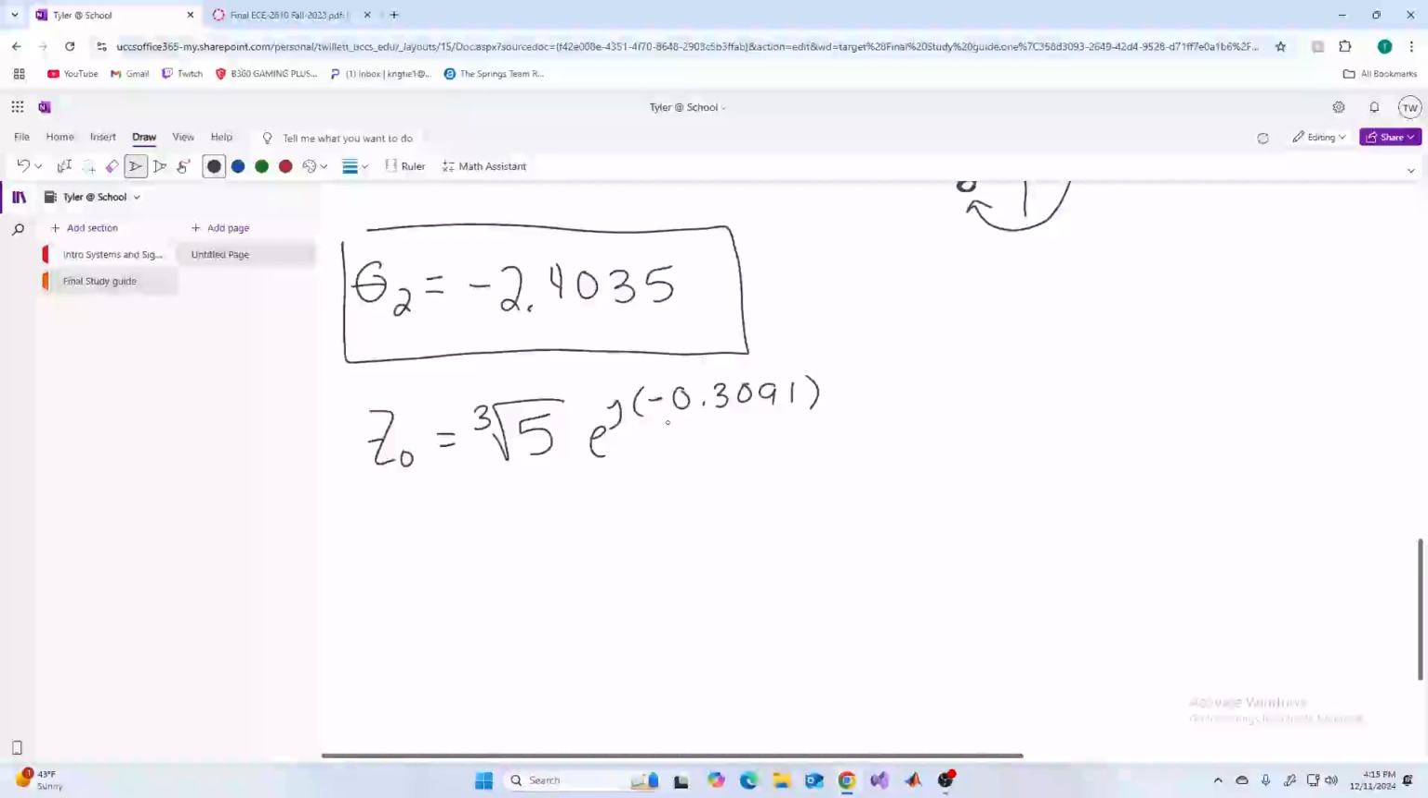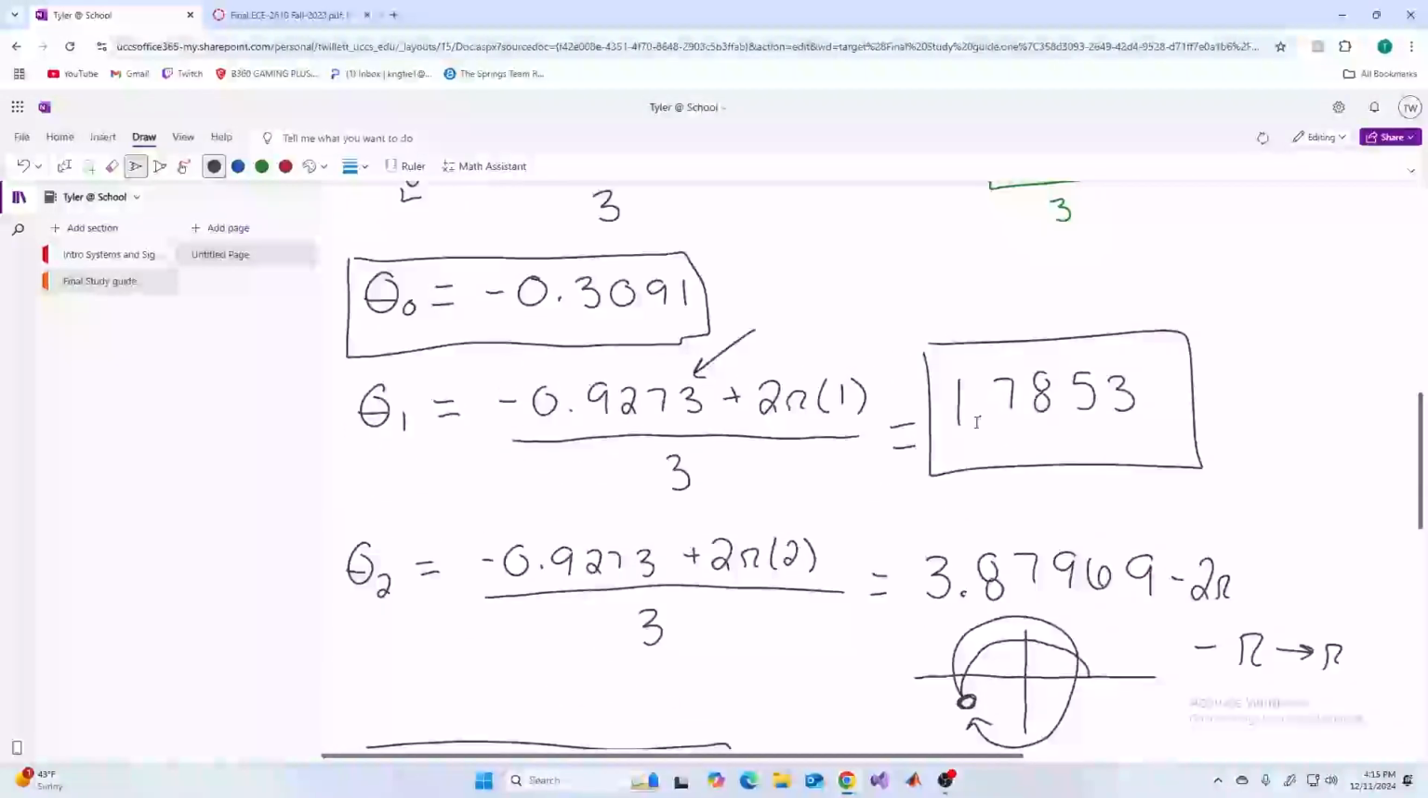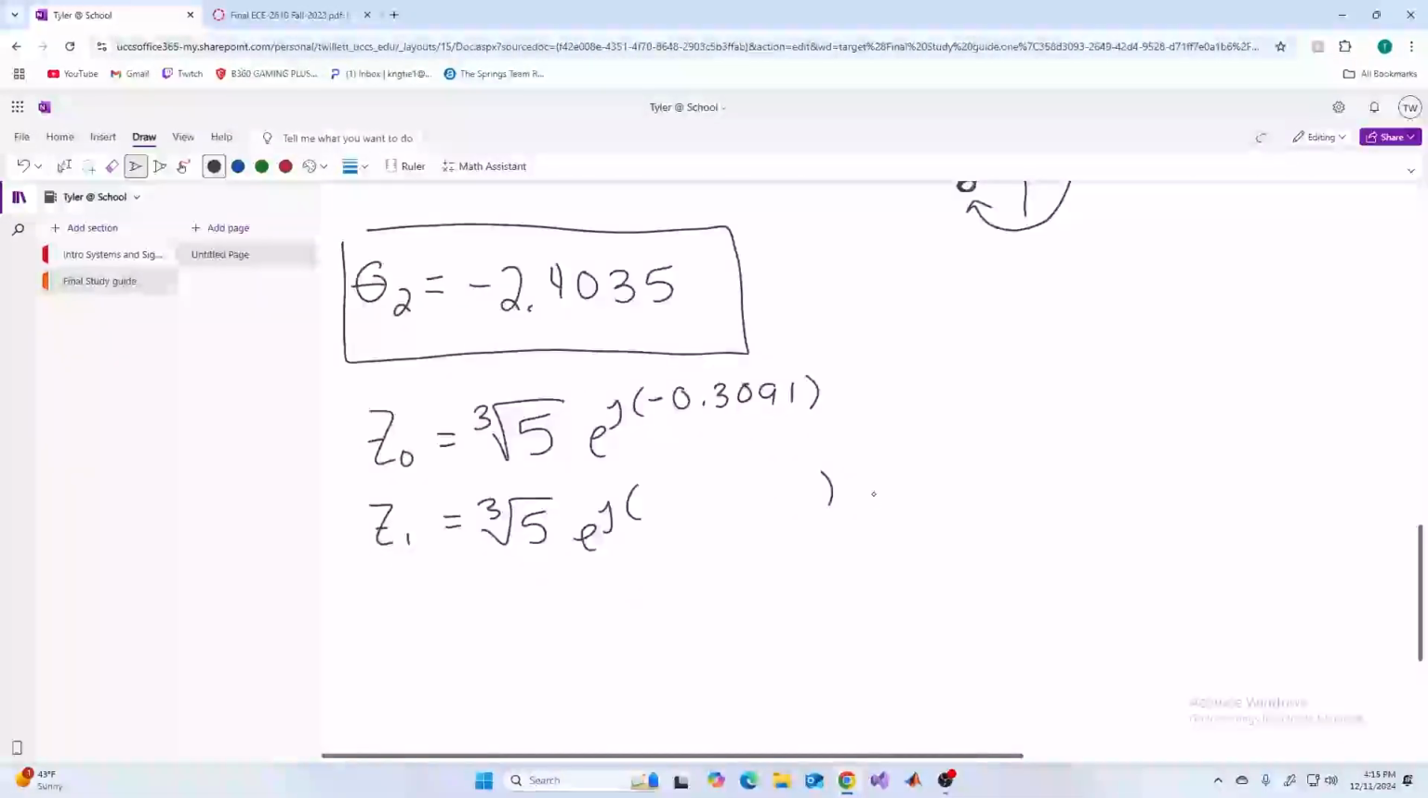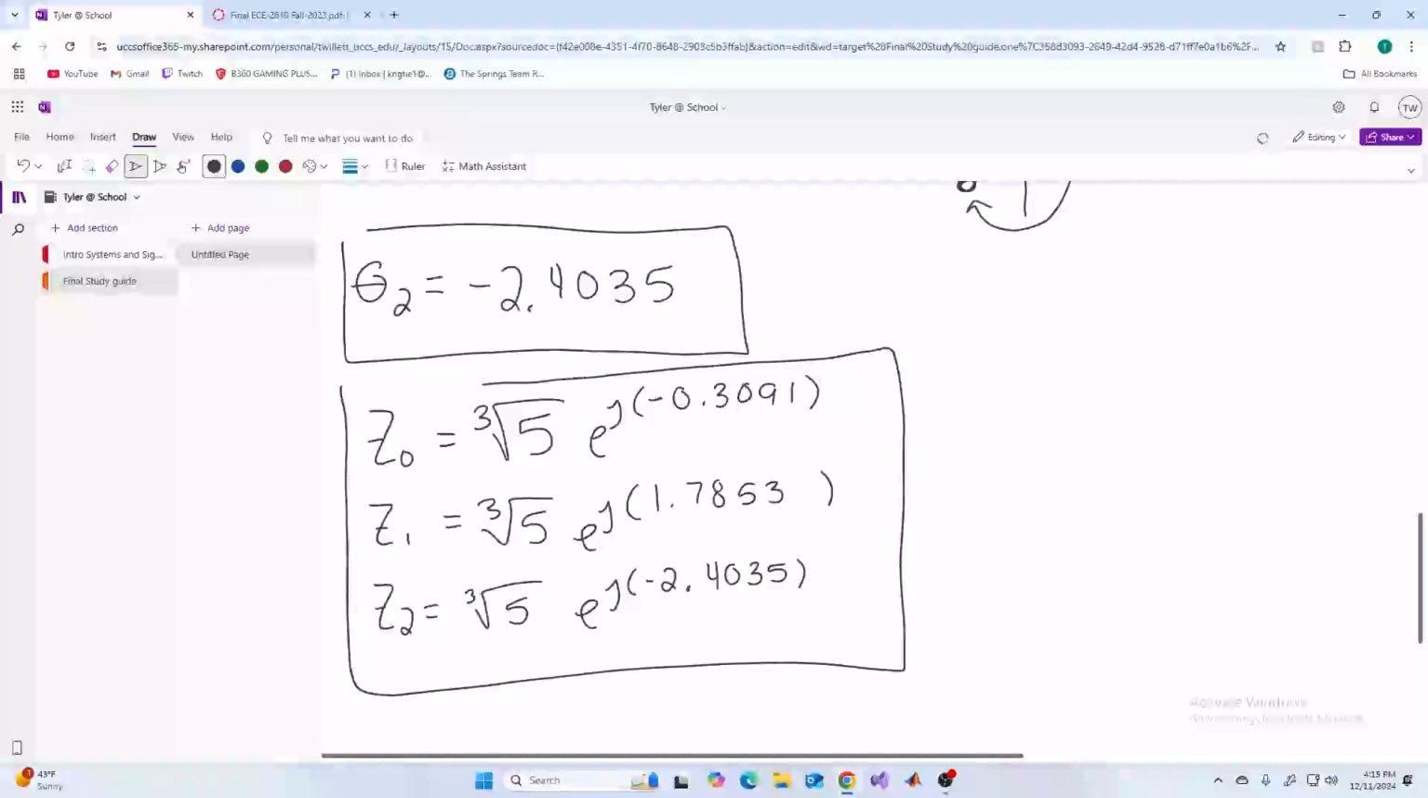Now I'm going to have z1 equals the cube root of 5, e to the j. What do we get for 1? 1.7853. And then we have z2 equals the cube root of 5 e to the j negative 2.4035, and these would be your actual answers.